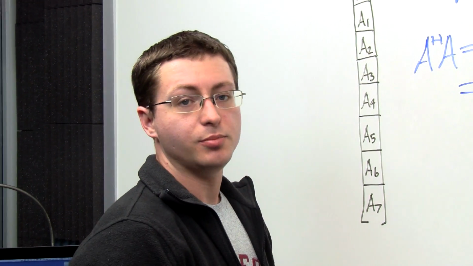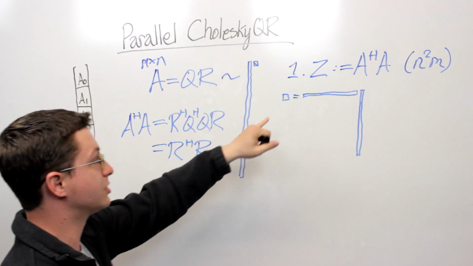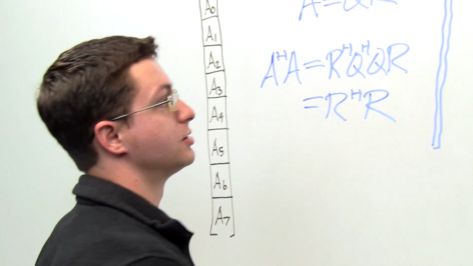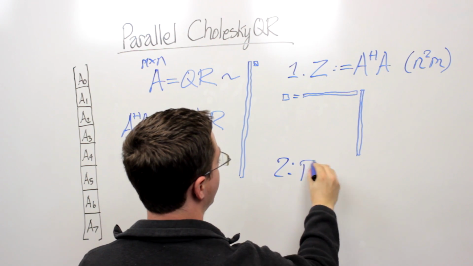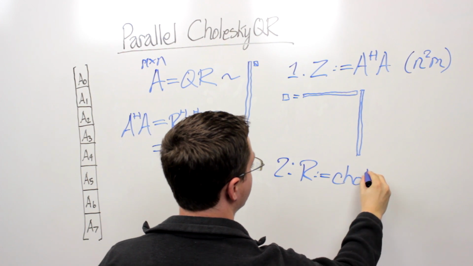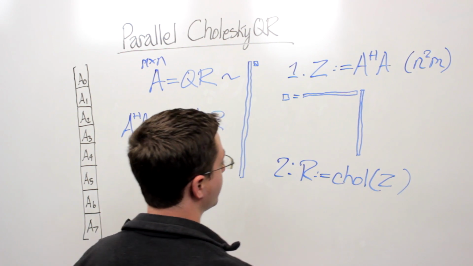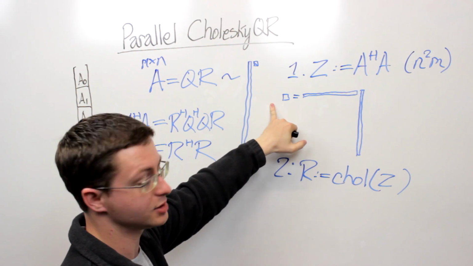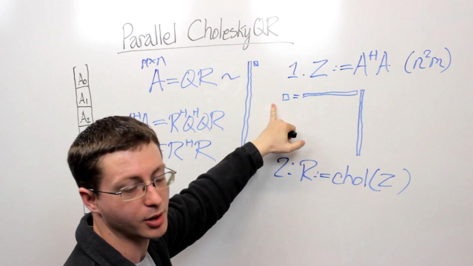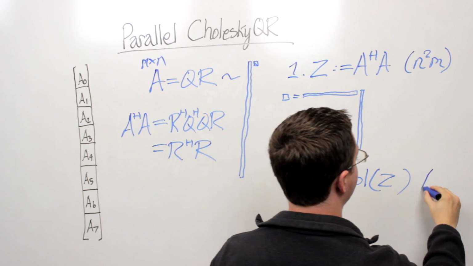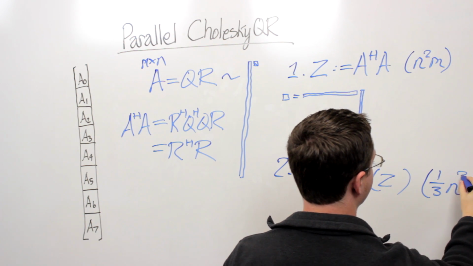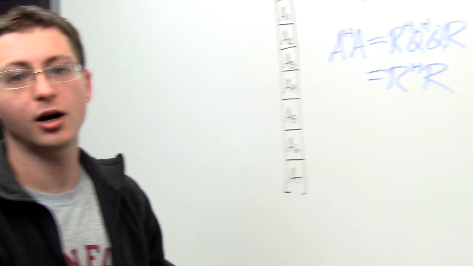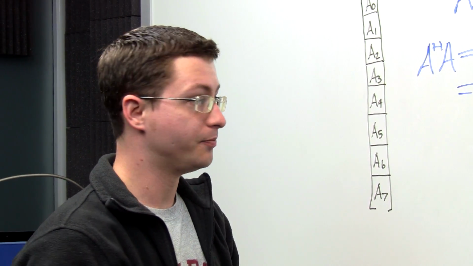The next step would be to compute a Cholesky factorization of this really small matrix Z. In particular, we compute the upper Cholesky factorization, so R is equal to Chol of Z. This is very cheap to compute since Z is very small, maybe something like 100 by 100. The number of flops required here is 1/3 n cubed. Again, n is much, much smaller than m. Think of m as, say, 100 million, and n as maybe 10 or 100.